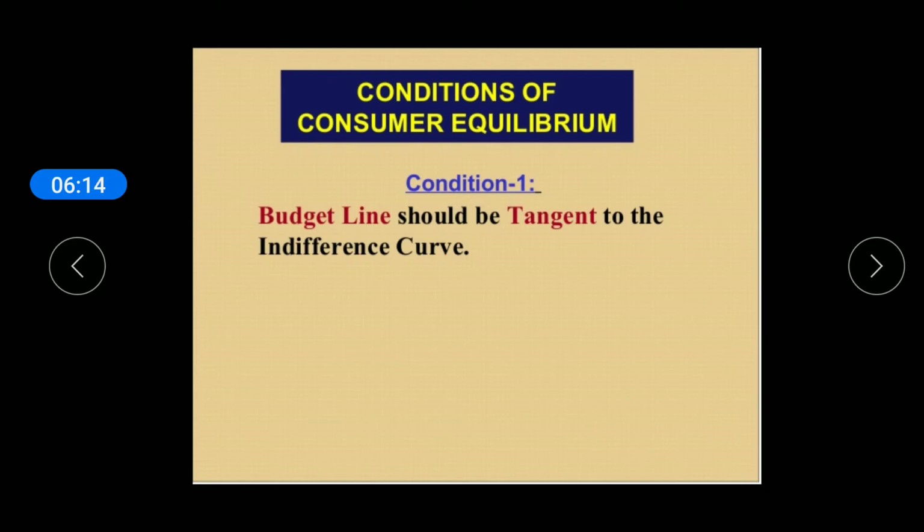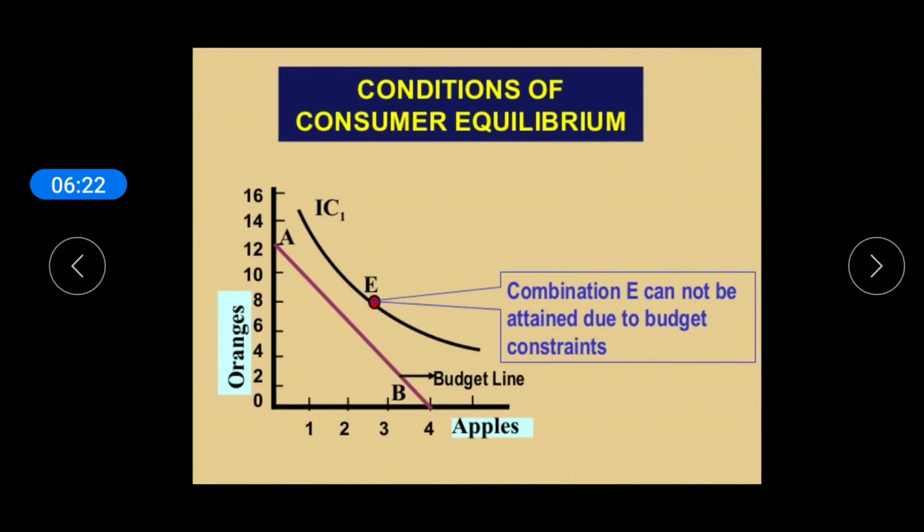Conditions of consumer equilibrium. Students, there are two conditions of consumer equilibrium. First is that the budget line should be tangent to the indifference curve. Like in this diagram, we see that this is the budget line and this is the indifference curve. There is not any single point where the budget line touches or is tangent to the indifference curve.